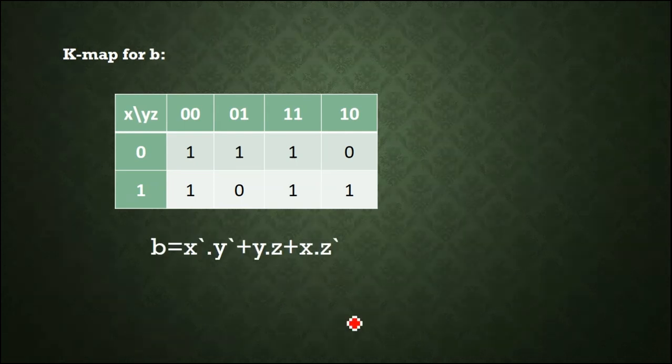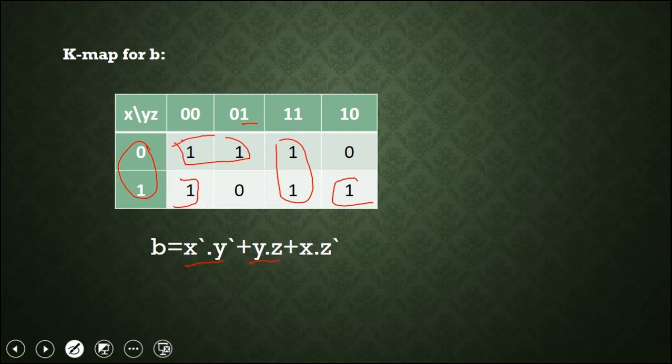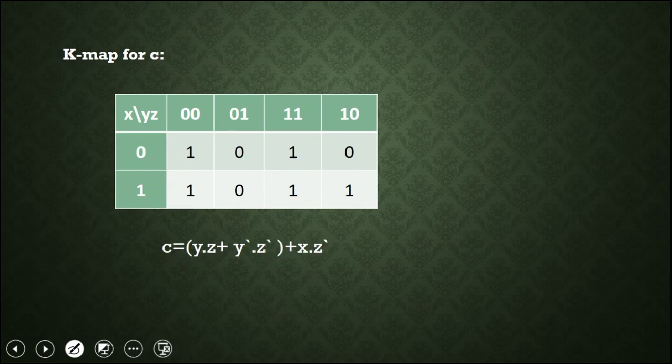Now K map for B. Now start making groups of ones for this output. This will be the first group, and now look for the changing bit in this group. The changing bit in this group is Z, so the result is X complement Y complement. This will be the second group, and the changing bit in this group is X, so the result for this group will be YZ. This will be the last group in the K map of B. Now look for the changing bit in this group. The changing bit in this group is Y, so the result is XZ complement.